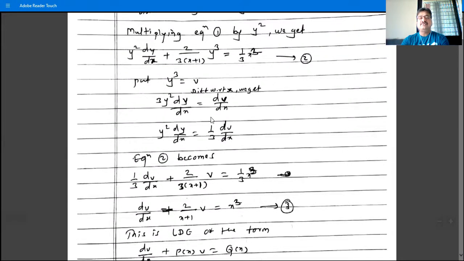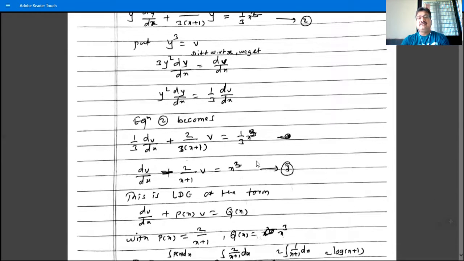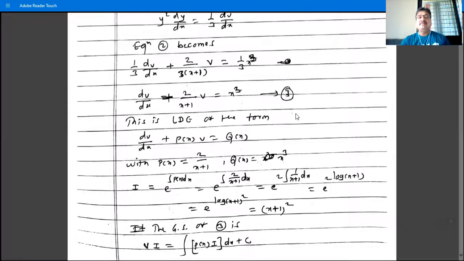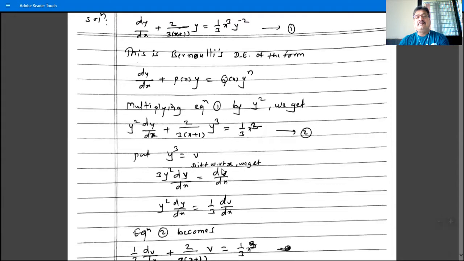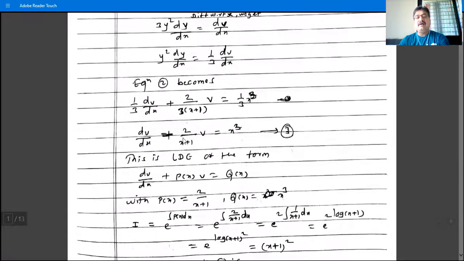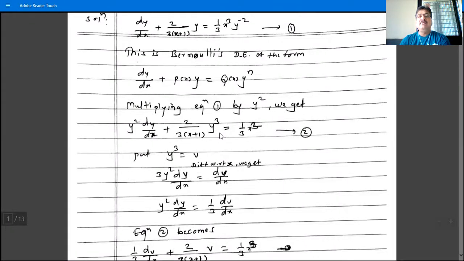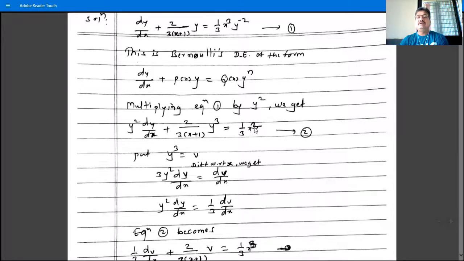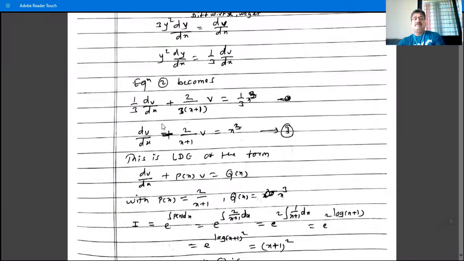And so equation 2 becomes (1/3) dv/dx + (2/(3(x+1))) v = (1/3)x³. And multiplying throughout by 3, we have dv/dx + (2/(x+1)) v = x³. This is equation number 3. Now this is a linear differential equation. So how can we solve the Bernoulli's differential equation? By converting the Bernoulli differential equation into a linear differential equation. And now we know how we can solve the linear differential equation.